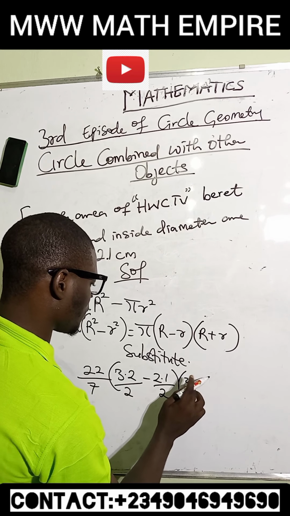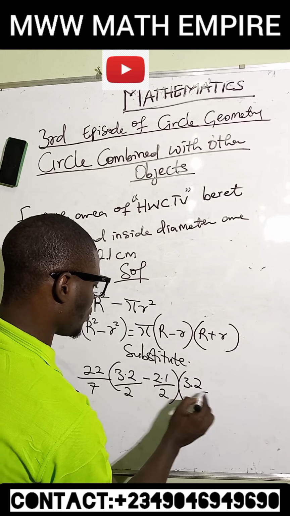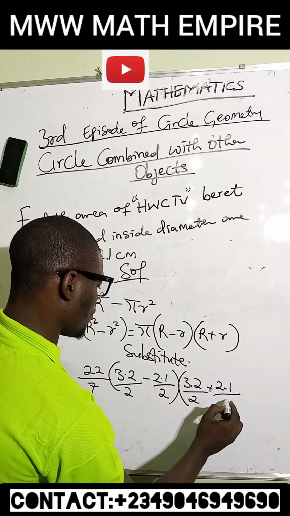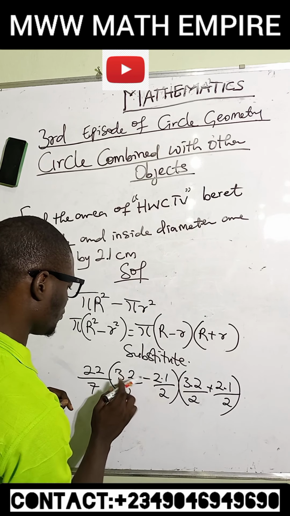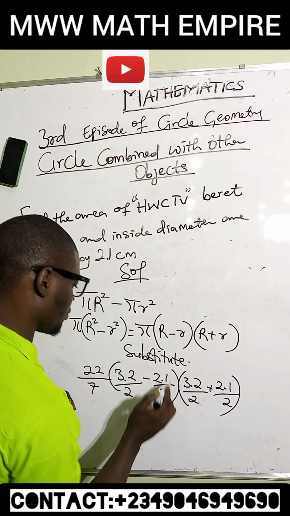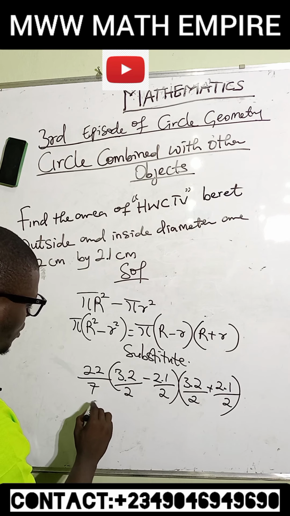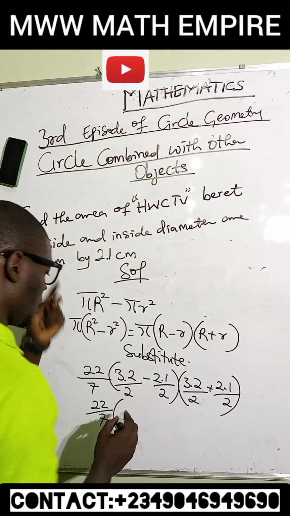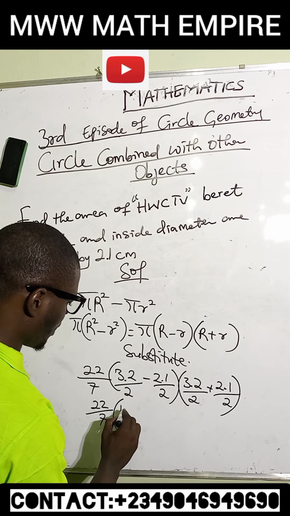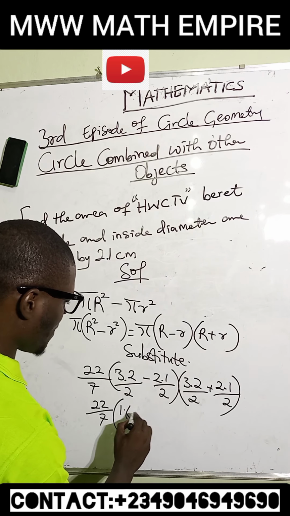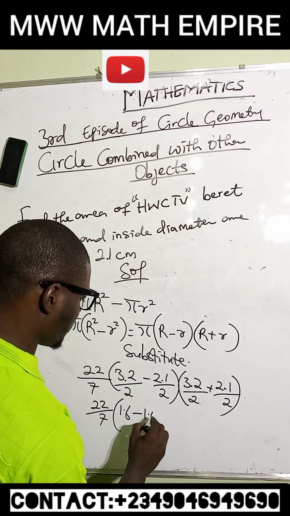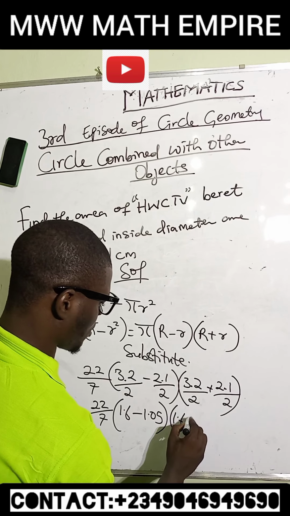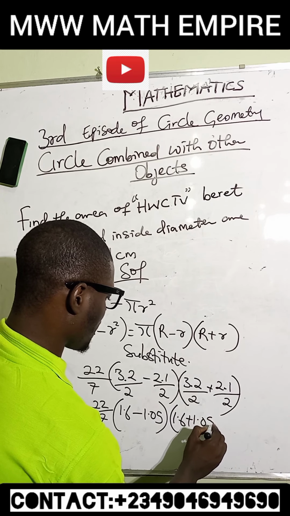Again, 3.2 all over 2 plus 2.1 all over 2. And this will be giving me 22 all over 7 brackets. When I divide 3.2, I shall be having 1.6 minus 1.05, and also 1.6 plus 1.05.